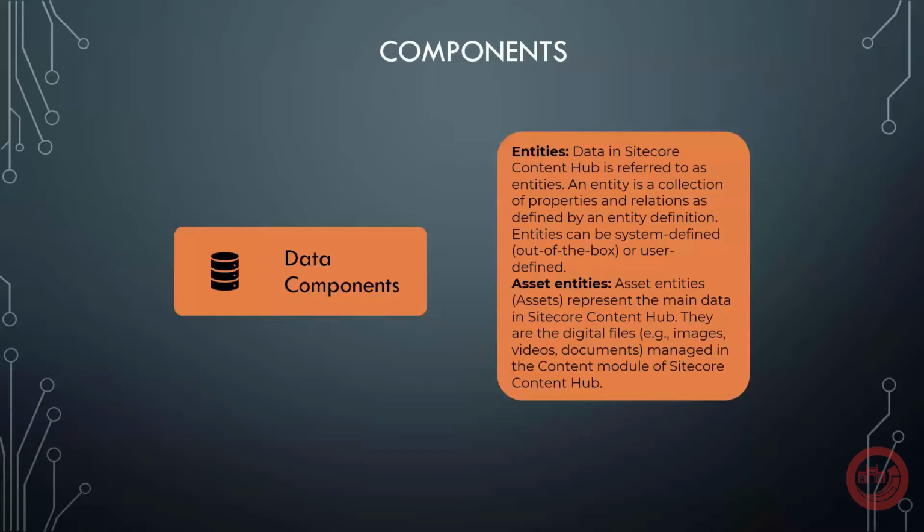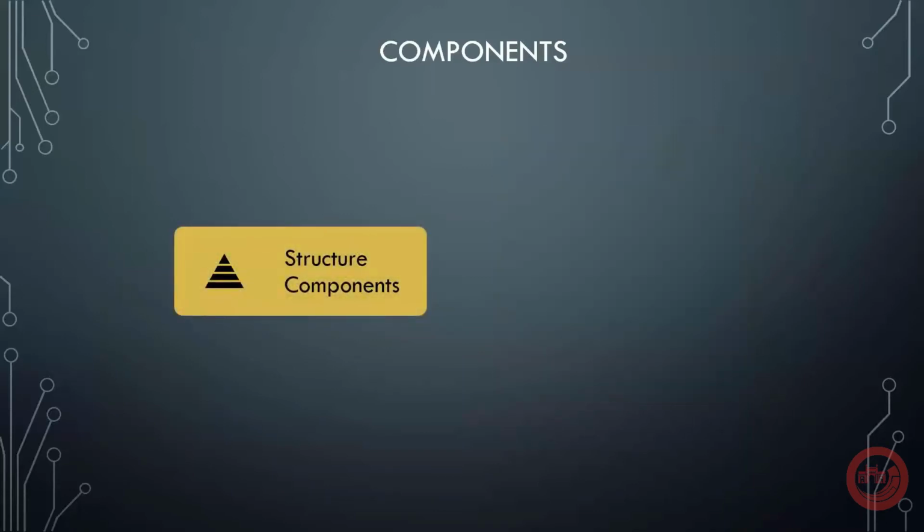Especially when you talk about the entity, like I said, it's all about properties and relationships. So properties and relationships, we come up with a list of them based on the source system properties and relationships. So that's about the data components in Content Hub. And next up is structure components.